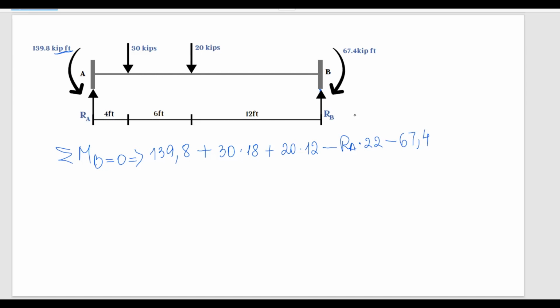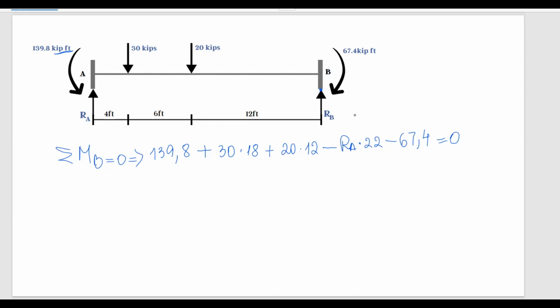And some of you might ask, why are we taking the moment right at point B? It is because the moment has no arm, so I have to take it. It's not the same as if it was a force. If I had a force here, like in this case, RB, I am not adding RB into my equation because RB goes through this point, which means its arm is 0. But the moment I have to add. So minus 67.4 equals to 0.